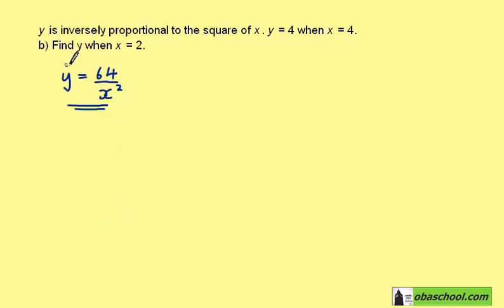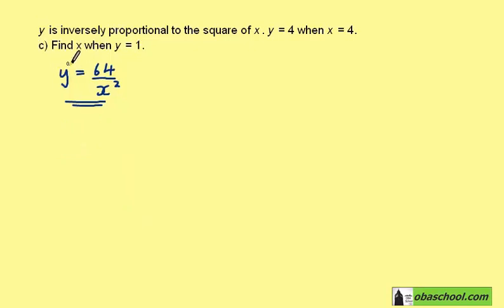We now want to find y when x is equal to 2. Substituting in, y is equal to 64 over 2 squared, giving us 64 divided by 4, which is 16.